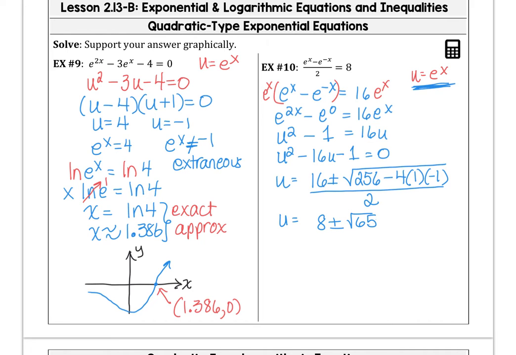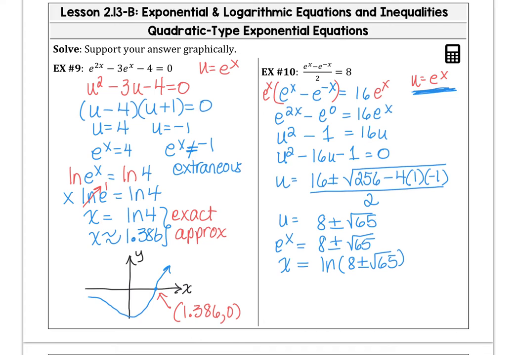Now remember, u is e to the x, so we need to come back and substitute: e to the x is 8 plus or minus the square root of 65. So to get the exact answer, we want to take the natural log of both sides. The natural log of e to the x is just x, and the natural log of 8 plus or minus the square root of 65 is on the right. Now, it should be obvious that the only answer that's not extraneous would be the positive result. So we don't need the negative result.